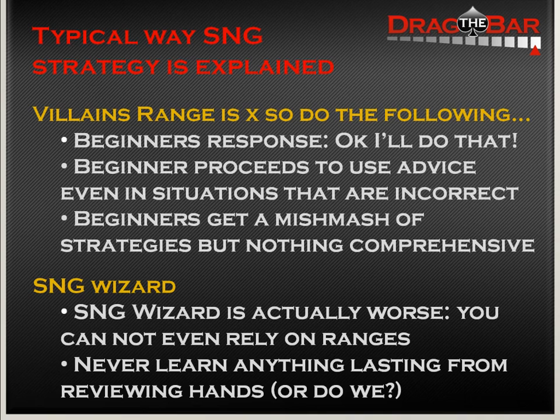But the problem is that if you try to learn from Sit and Go Wizard by going through and looking at your hand histories, Sit and Go Wizard is actually worse than getting information from a well-respected player, because Sit and Go Wizard may actually be giving that player the wrong ranges and giving them incorrect advice based on incorrect ranges. So at least with winning players, we can kind of rely on the ranges they're telling us, even if we don't know why those ranges are correct.